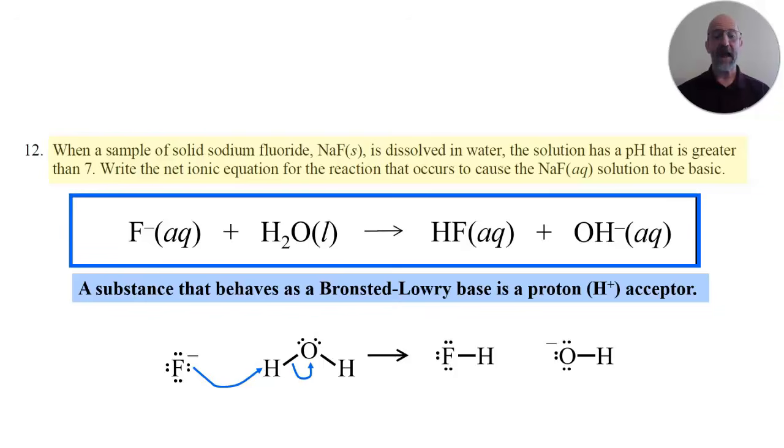So there is our balanced net ionic equation for the reaction that would show why sodium fluoride behaves as a base. The fluoride ion, acting as a weak base or a proton acceptor, reacts with water to produce HF and the hydroxide ion. All right, well, question 12 is the last question in this packet. So now it's time to move on to the part of the lesson where I give you advice to help you avoid common mistakes.